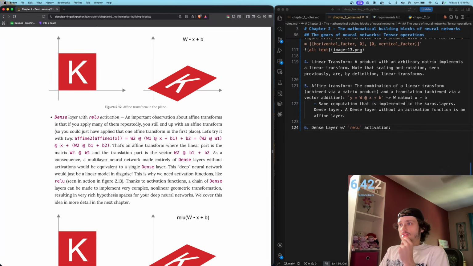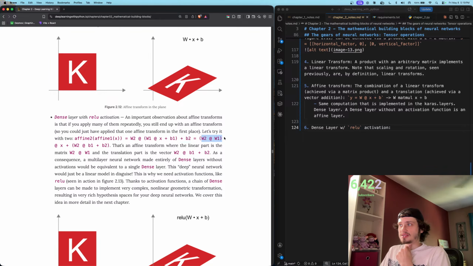If you're just wrapping the 10, you're just breaking it down into a separate transformation, an affine transform. So let's try it with 2, right? You have affine 1 and then an affine transform on that value. Well, what does that mean? You have W1 at X plus B1. Well, that's being put into an affine 2, which is W2 matmul against that, plus B2 out here, right?